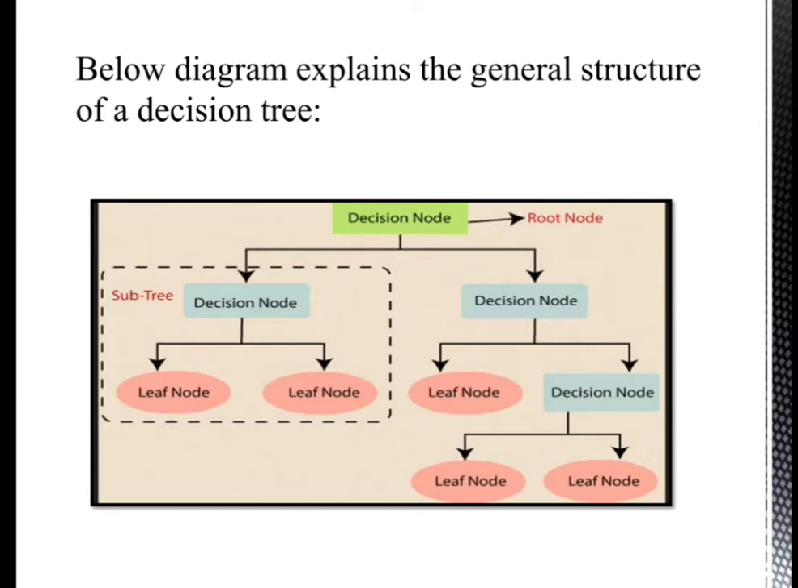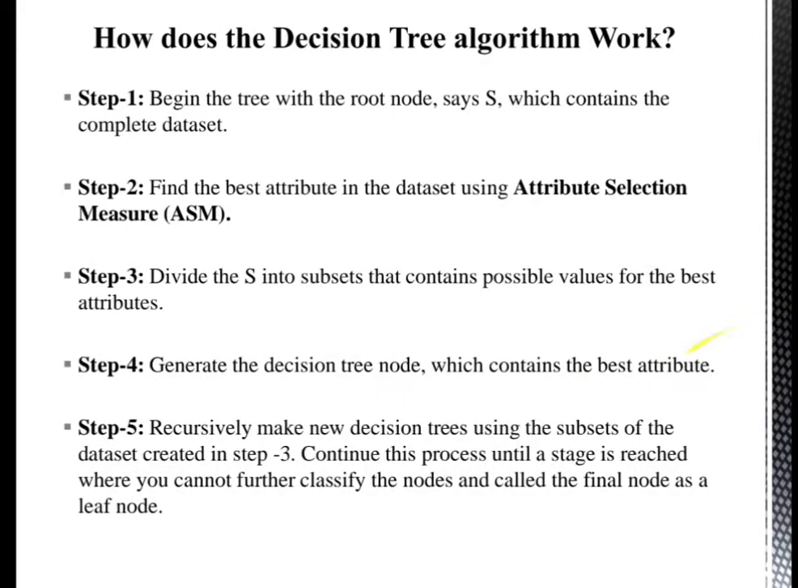Here we can see that in this diagram we have two types of nodes, that is decision nodes and leaf nodes. As I told earlier, in a decision tree we have decision nodes and leaf nodes. Decision nodes are used to make any decisions and can have multiple branches, whereas leaf nodes are the output of those decision nodes and cannot contain further branches.